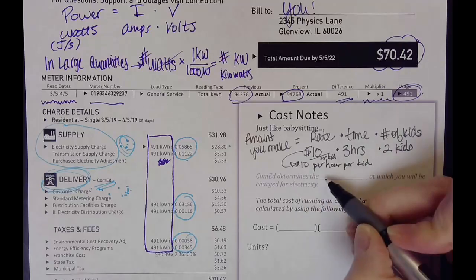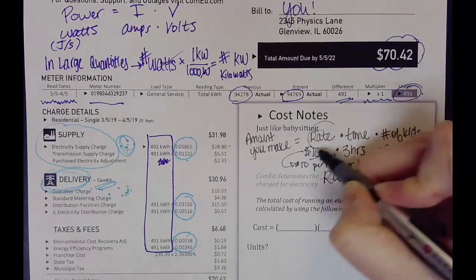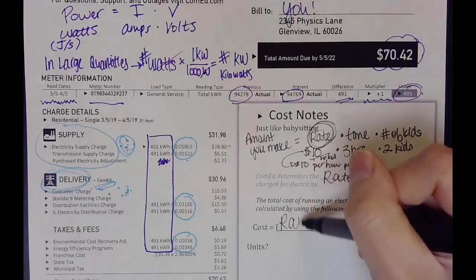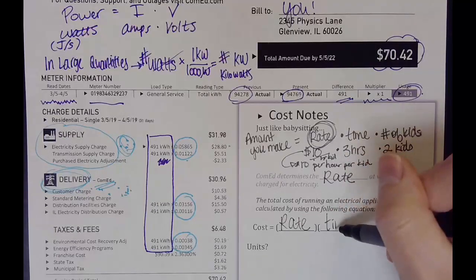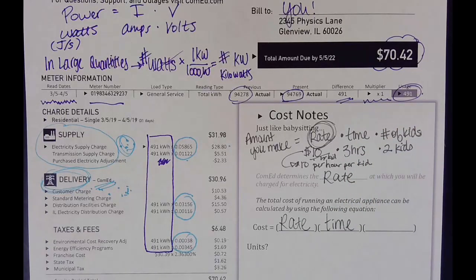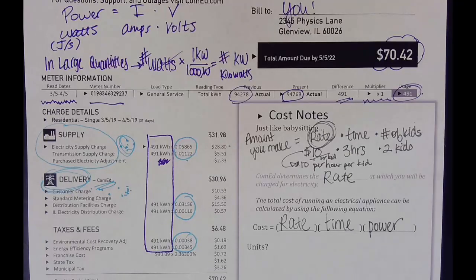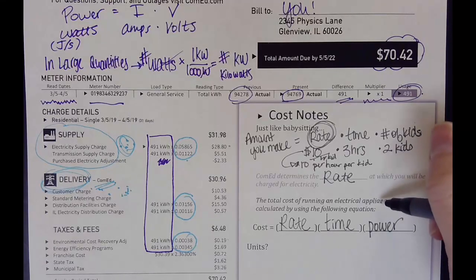So ComEd is the one that determines the rate. And when we talk rate, like you are $10 per hour per kid, they're determining the rate at which they get to charge you for your electricity. So for them, it's the same idea. They're going to have their rate and their time, because they care how long you use your electrical appliance. But instead of our number of kids, they care what type of electrical appliance you have, because they want to know how much energy per second that appliance is using. And if we were to place that in, that's going to be your power.